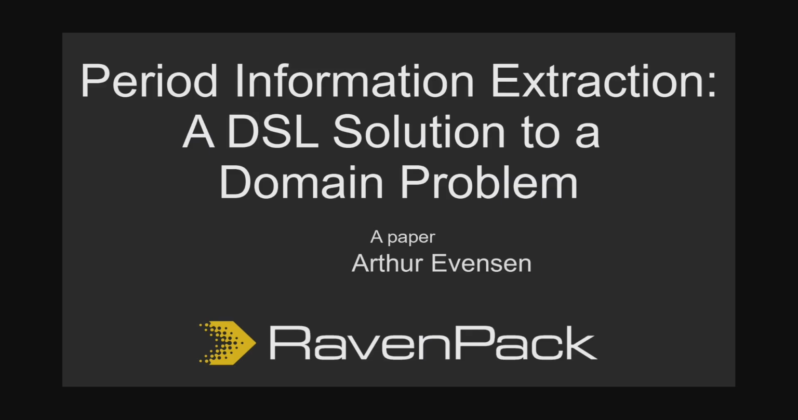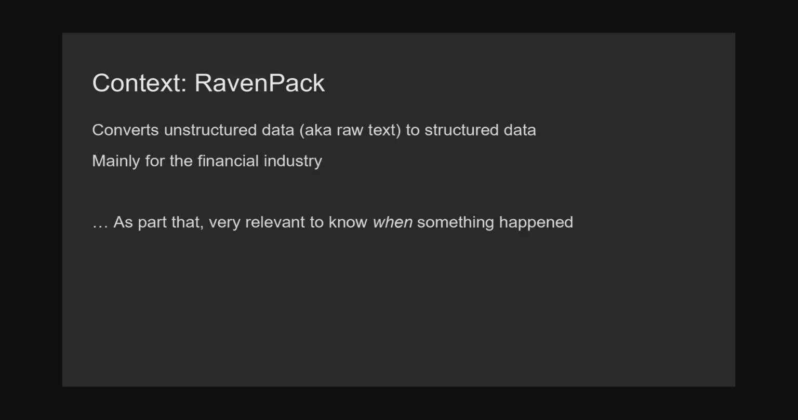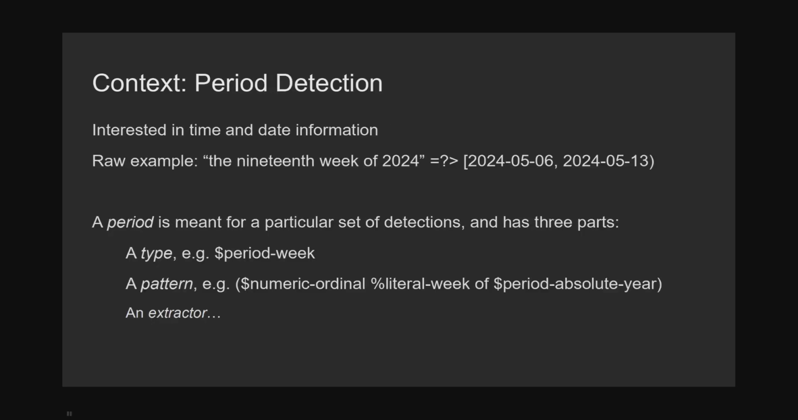Let's dig in. So Ravenpack converts unstructured data, aka raw text, to structured data. This is mainly for the financial industry, and as part of that, it's very relevant to know when something has happened. Cue the period detection system. So we're interested in time and date information. Here we have a raw example, the 19th week of 2024, which you might want to then extract as a time interval covering that week, obviously.